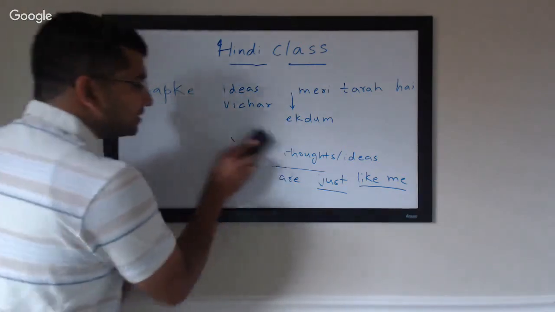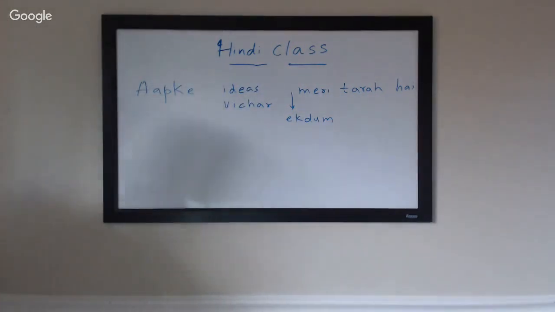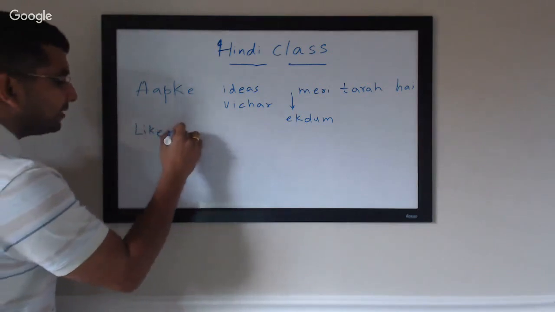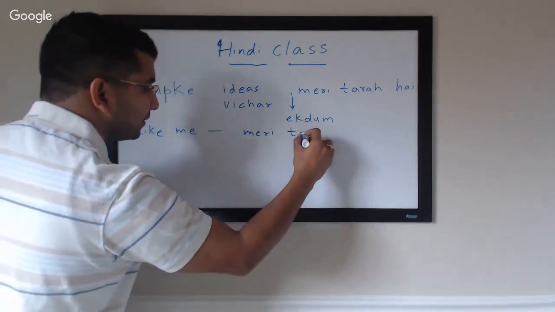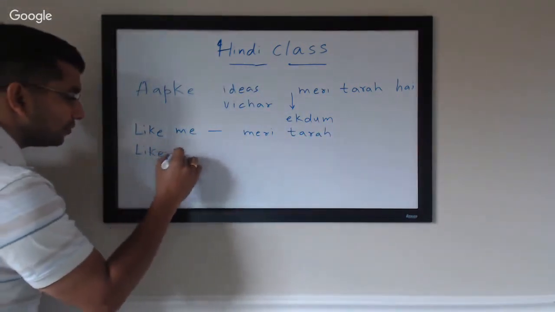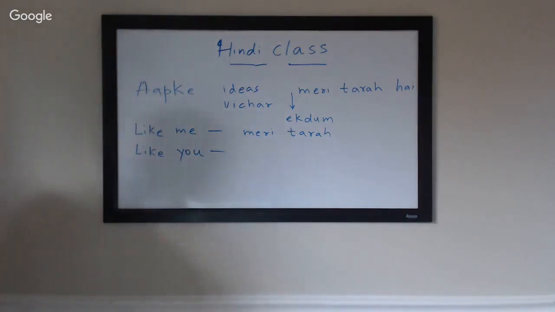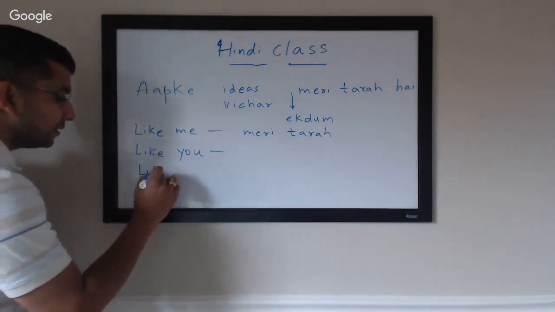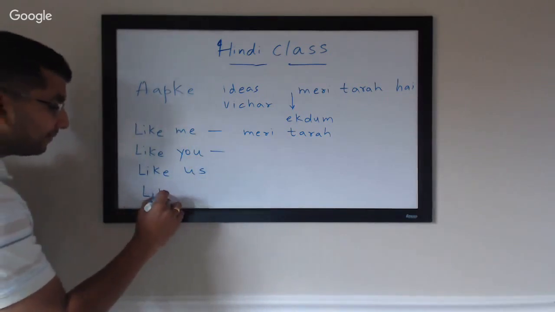Let's give some more examples. Similarly, like me, as you know, is मेरी तरह. What about like you? Like he, the boy looks just like you. Think about that scenario. Like you, like us, and like them.